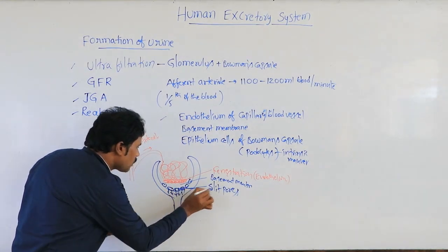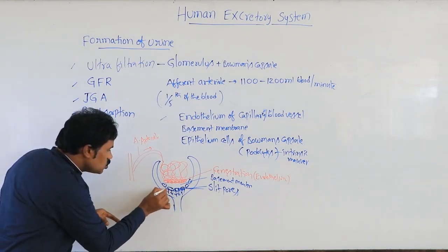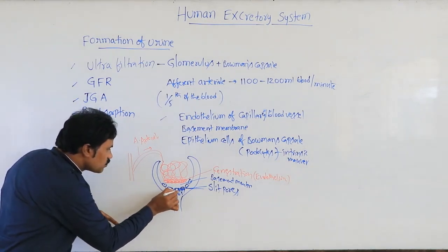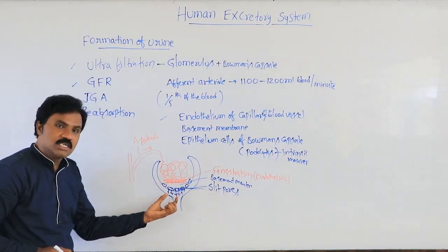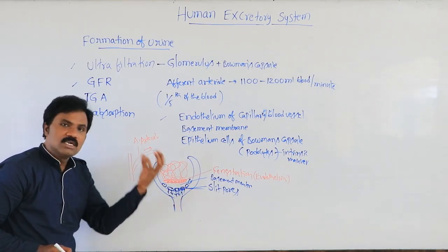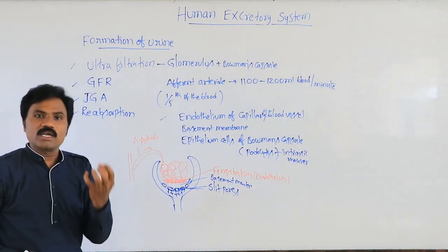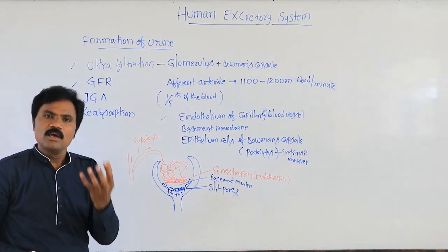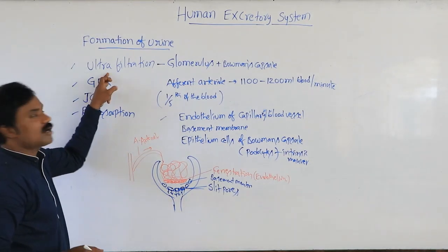The gaps which are present, we call slit pores. This is what we call the podocyte, leaving a small gap. That gap only we call slit pores. So the fenestration towards the basement as well as these slit pores give maximum filtration. Other than proteins, whatever is present in the plasma of the blood will mostly be filtered. Such filtration we call ultrafiltration.